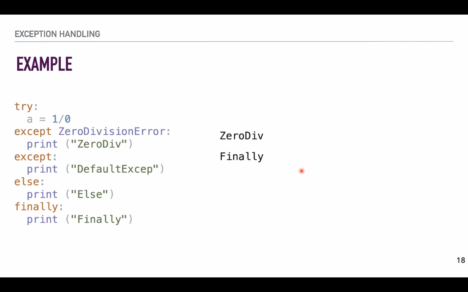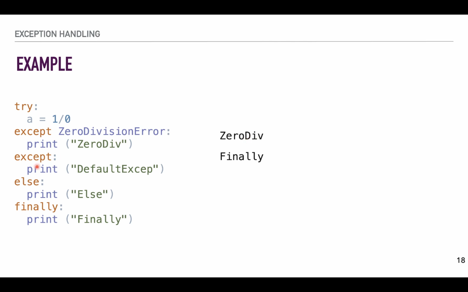In the finally block, this is going to be executed always, and it's useful for cleanup code, closing files, and so on. Here's a simple illustration. So I wrote a program where I divide 1 by 0, which is going to cause a zero division error, and I wrote an exception case to handle it. Also, I added except, else, and finally cases. So when the program executes, this is going to cause a zero division error, and this case is going to be executed, and I get 0 div.